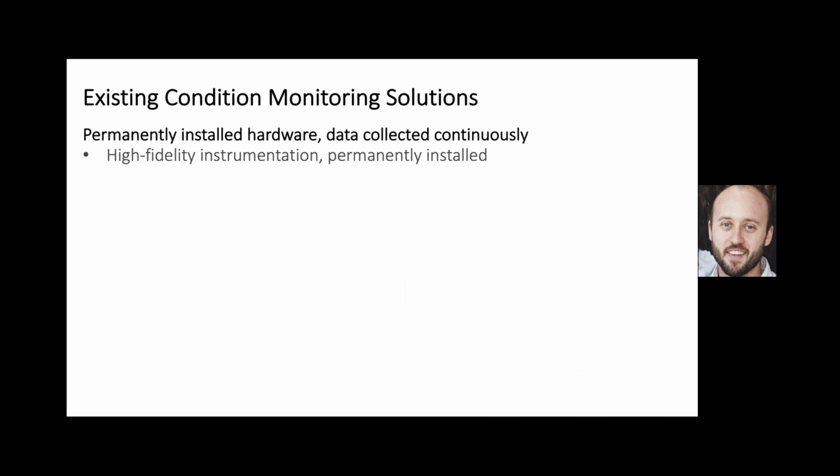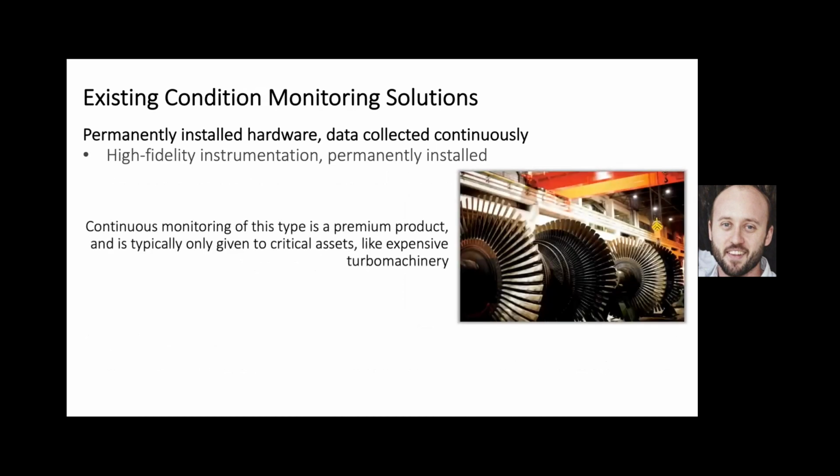A really high level of condition monitoring solution is permanently installed systems with high fidelity instrumentation, data constantly being collected, constantly being analyzed. And this is something that would be used on very, very expensive machinery like turbo machinery that might cost hundreds of thousands or millions of dollars. And any sort of breakdown can be extremely costly to the operation.